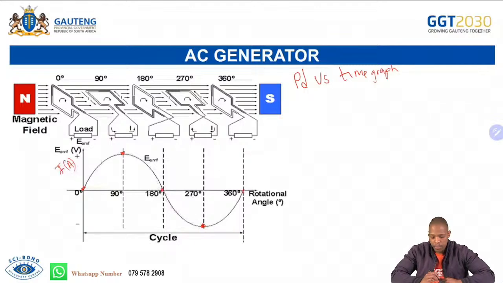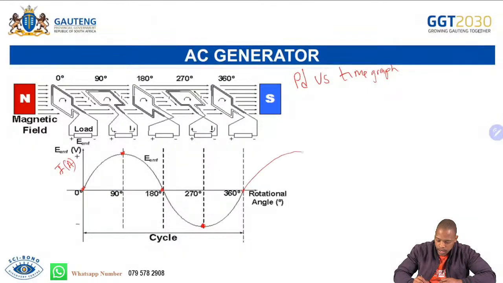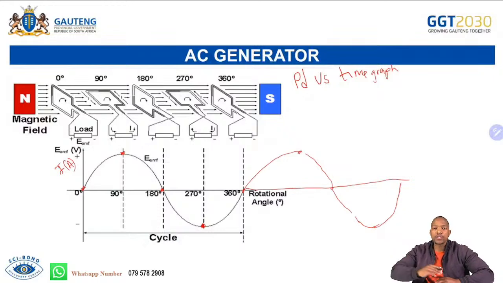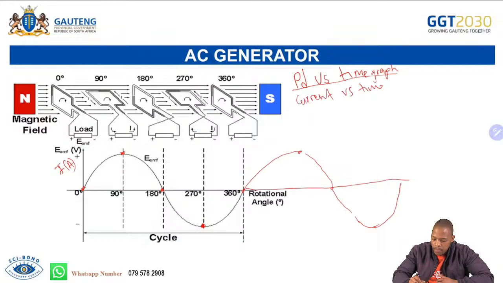Meaning that as it continues rotating, it should produce again another maximum here, going back to 0, going back to the maximum negative, going back to 0, for as many revolutions as the generator is going to be rotating. So this graph could be a potential difference versus time graph, or it could be a current versus time graph. The shapes of the graphs look the same.